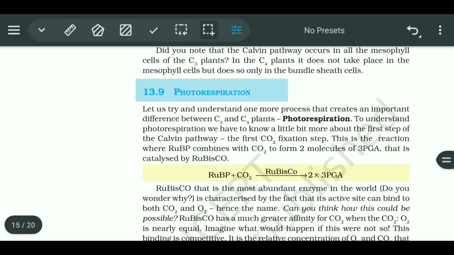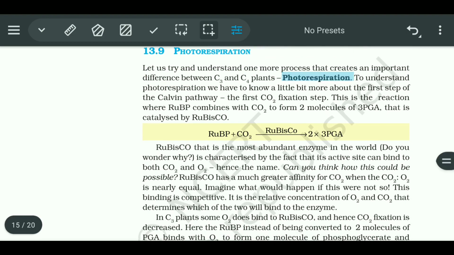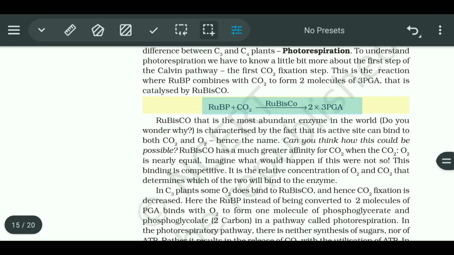13.9 Photorespiration. Let us try and understand one more process that creates an important difference between C3 and C4 plants: photorespiration. To understand photorespiration, we have to know a little bit more about the first step of the Calvin pathway, the first CO2 fixation step. This is the reaction where RuBP combines with CO2 to form 2 molecules of 3-phosphoglyceric acid, catalyzed by ribulose bisphosphate carboxylase oxygenase, or Rubisco. Equation: RuBP plus CO2 in the presence of Rubisco gives 2 molecules of 3-phosphoglyceric acid.